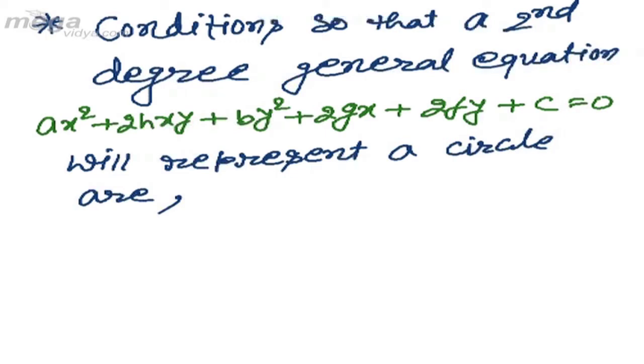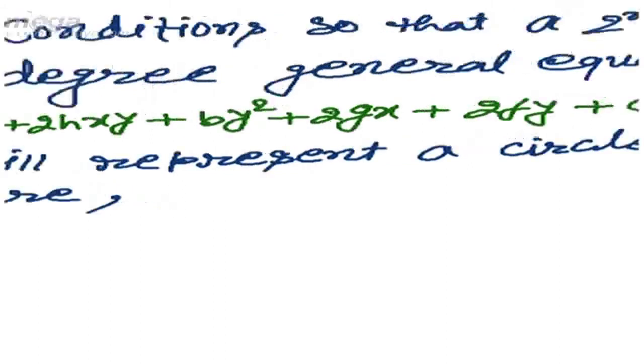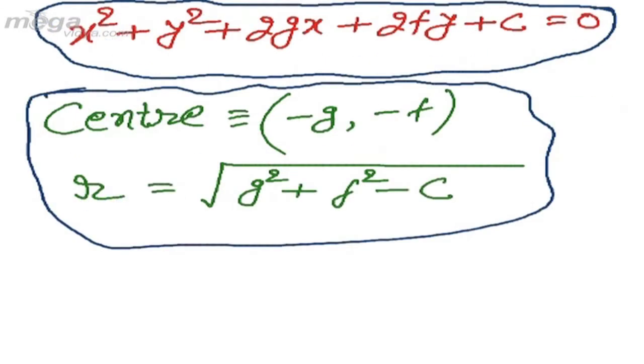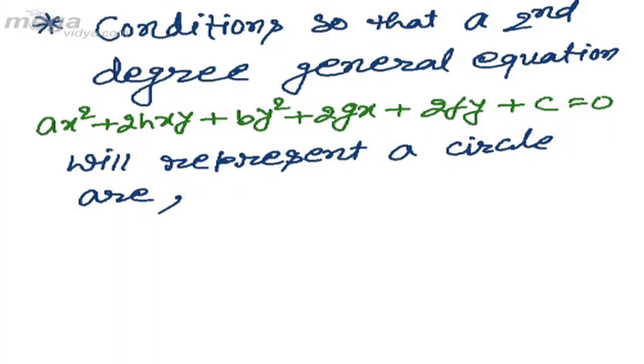From the general equation of a circle, if we compare it with this second degree general equation, then what will you get? We can see here there is no term present which includes x into y, that is xy. But in the general equation, here we have the term xy. So the first condition is h is equal to 0, that is, the coefficient of xy is equal to 0, because there is no term which includes xy.